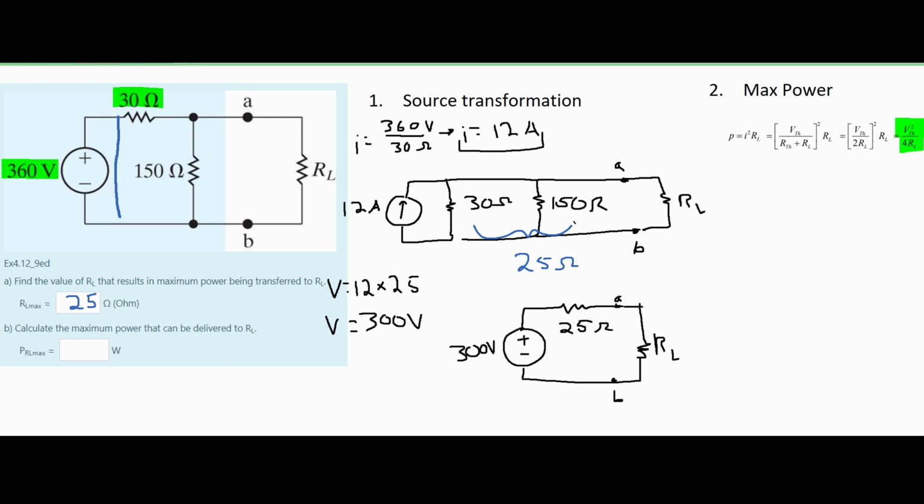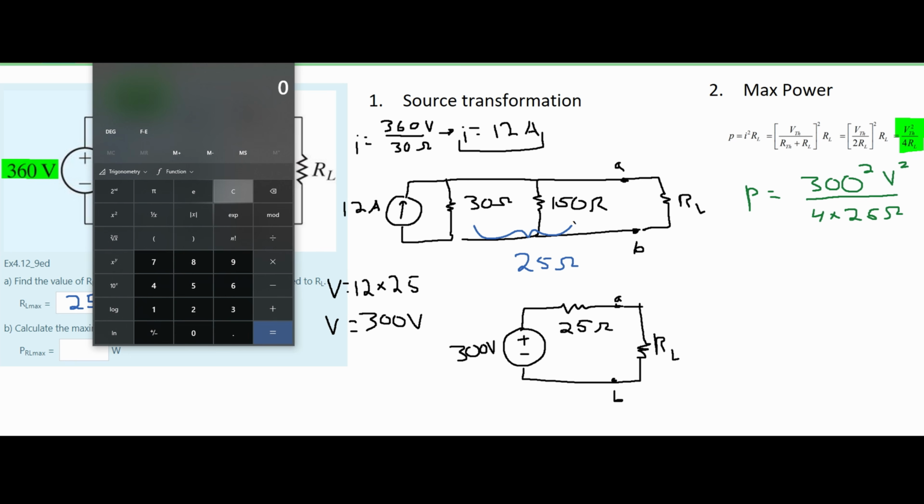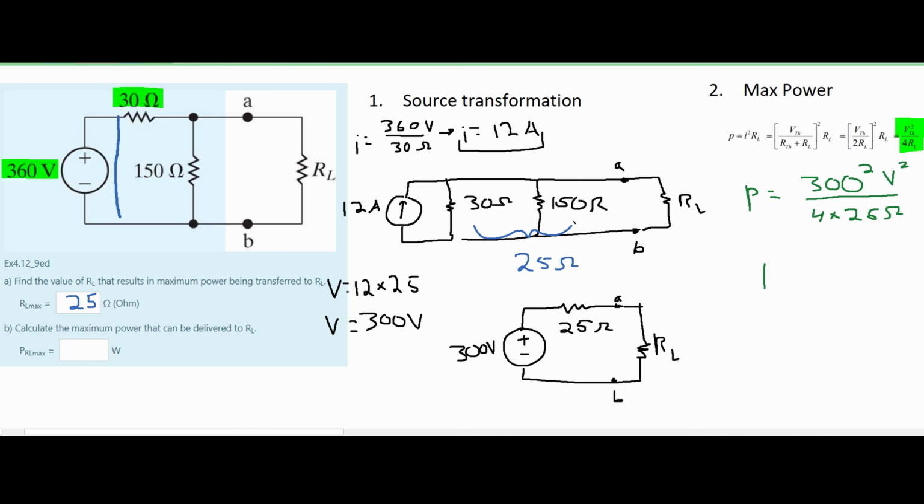So we're going to plug everything in. We're going to say that our power, and I'll do this in green, is equal to our voltage squared, so 300 squared, V squared, over 4 times resistance, which we know to be 25 ohms. And if we do this, we're going to get that our power is equal to 900 watts. So this is the part B answer. And this is how you do this problem.